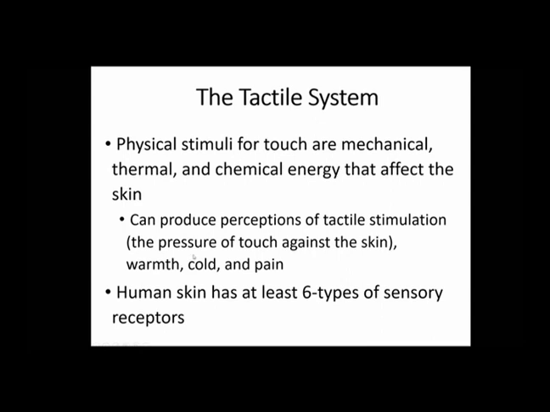So mechanical stuff gives us pressure of touch. Warmth and cold is the thermal stuff. Pain might be chemical. That weird tingling falls under that too. And so our skin has at least 6 different types of sensory receptors that let us pick up on all of these different types of sensations.